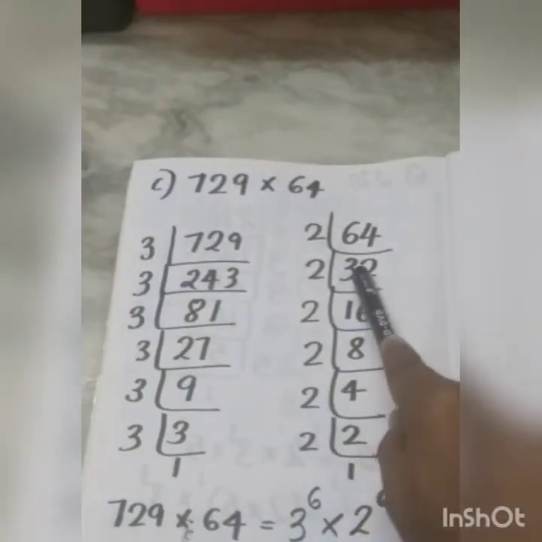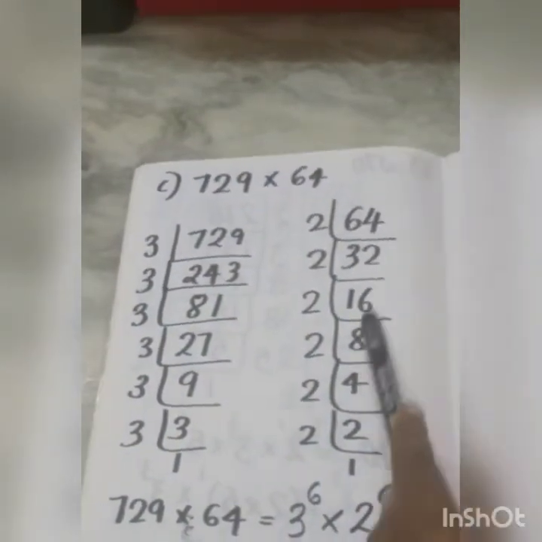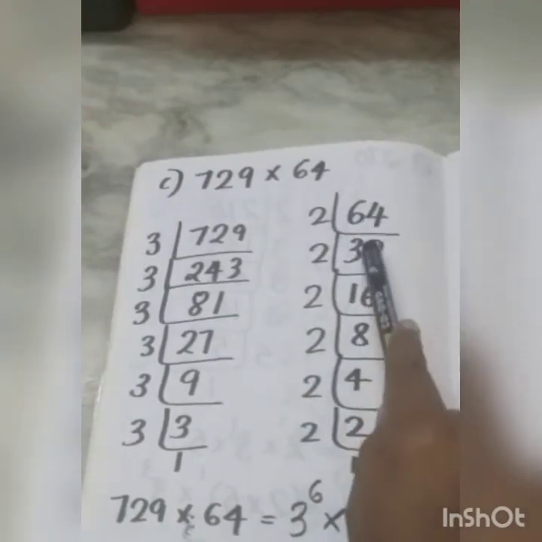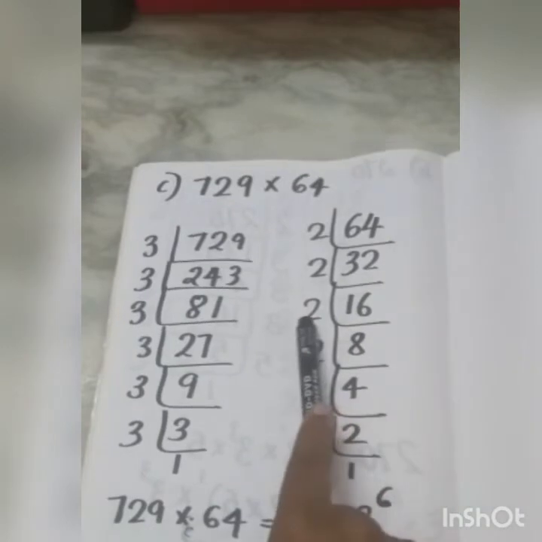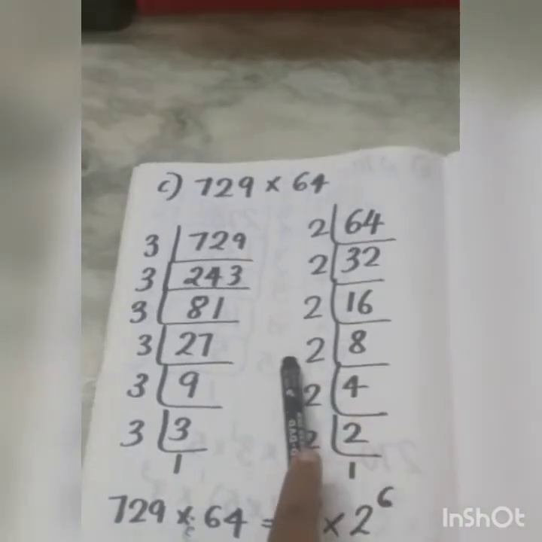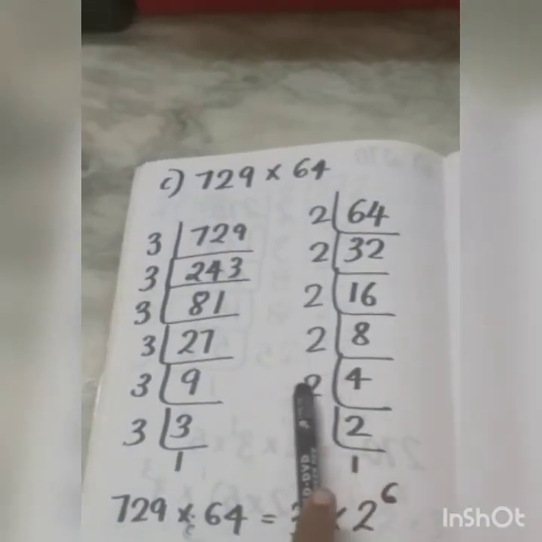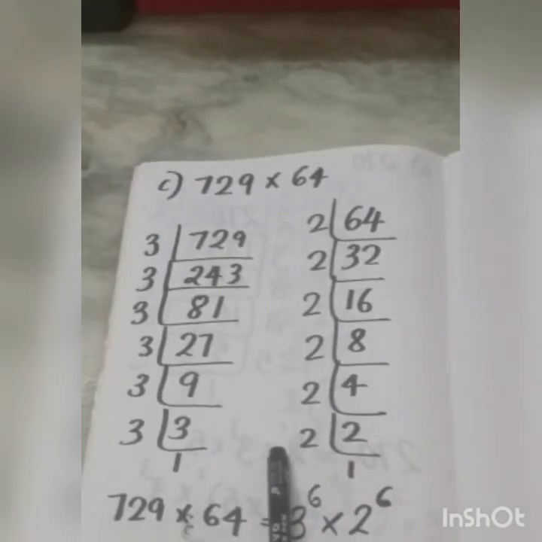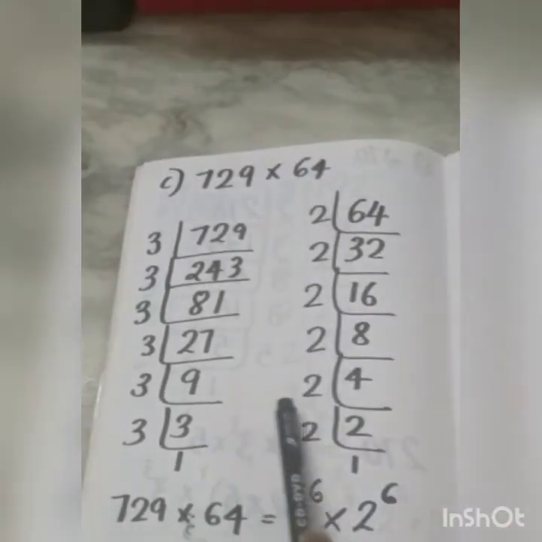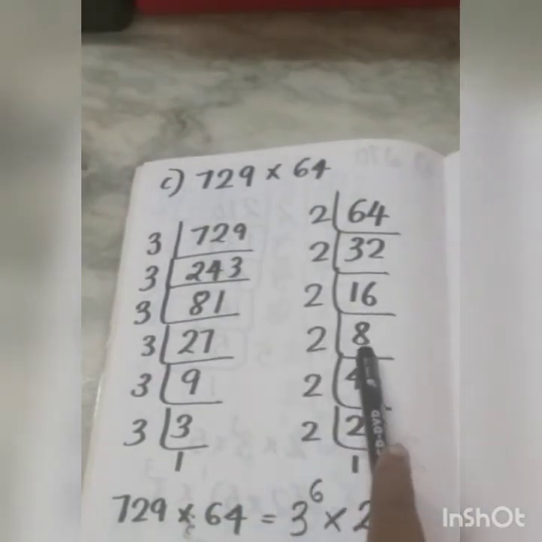Next 64. You know 64 is an even number. So I can start with 2. 2 in 64, 32 first. Then again going with 2, 16. 16 going with 2, 8. Then 2, 4. 2 in 4, 2. Again 2, 2 itself because it's a prime number. So these are the prime factors of 729 and 64.